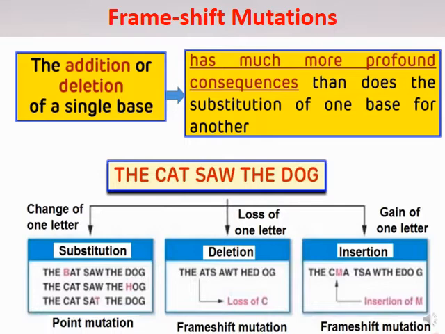Why? If we lose the C, so here the C is deleted, it becomes "ats out head ug". So loss of C is a deletion. So a frame shift mutation by deletion gives no meaning. That's why it has a higher effect. Or by insertion, we insert the letter M between C and A, so it becomes CMA, TSA, WTH, ADOG, so no meaning. So this is a frame shifting mutation by insertion.